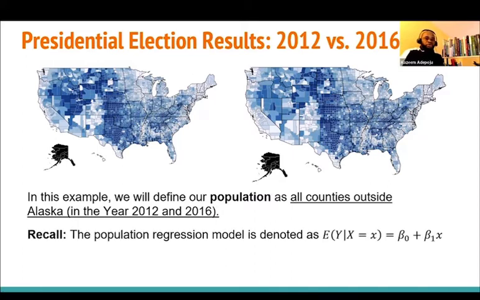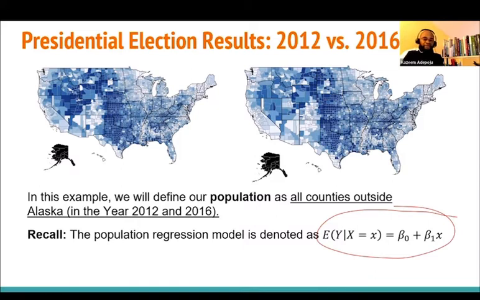Now I want you to pay attention, because I'm going to be talking about some symbols. Take a look at this. What do we mean by that? That's a population regression model. What do we mean by a population regression model? It means the expected value of y given x is equal to beta naught plus beta 1 x.